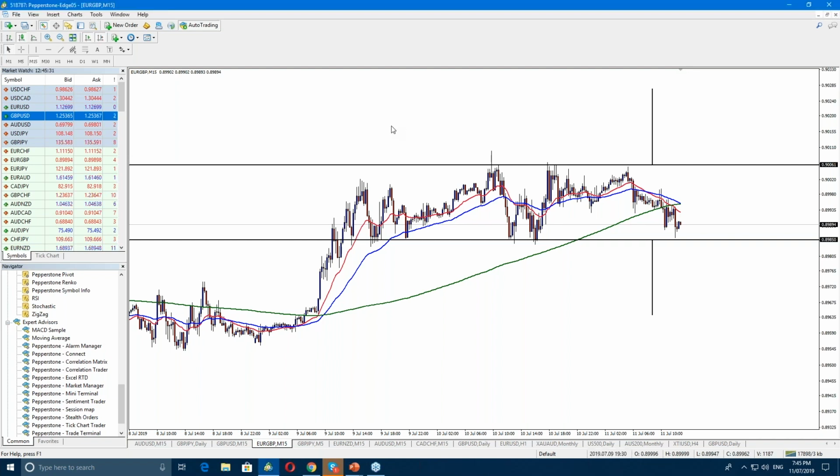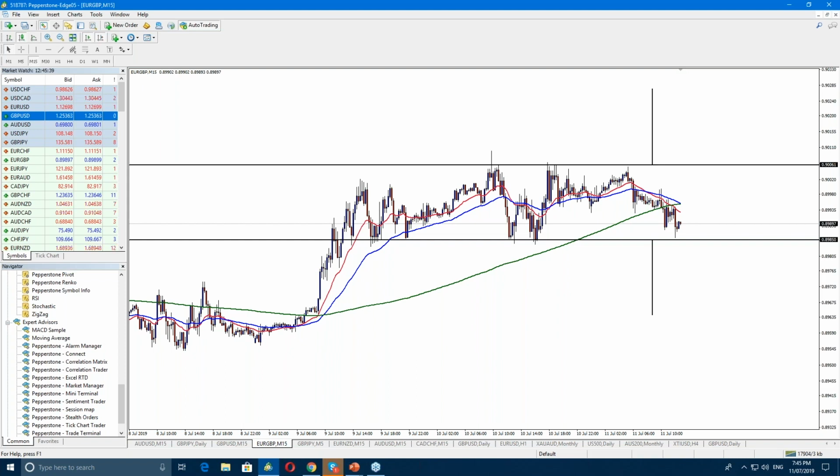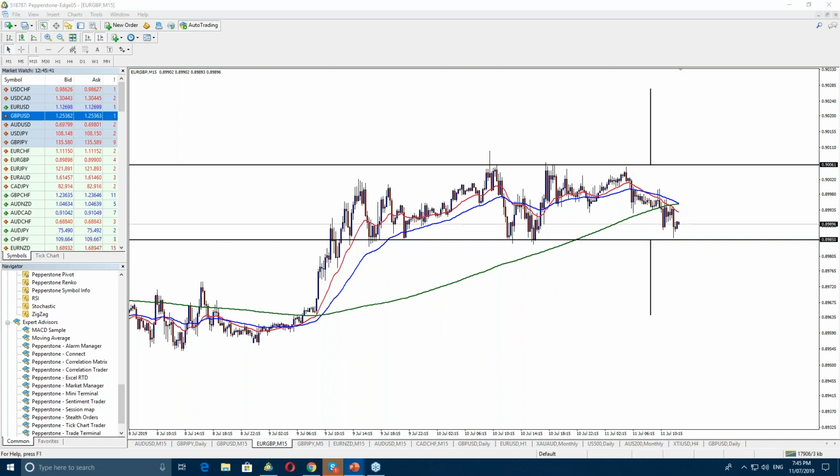So now I've got quite a few questions here on what our moving averages are. We'll cover that soon. Yeah, we'll cover that shortly. But just very quickly, the green one is a 200 SMA, the blue one is a 50 EMA, and the red one is a 20 EMA. And we'll talk about why we use those ones a little bit later on in the webinar.